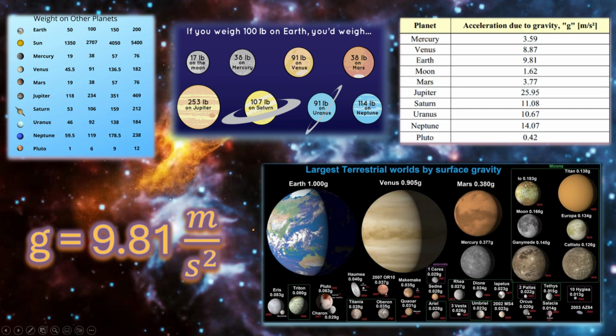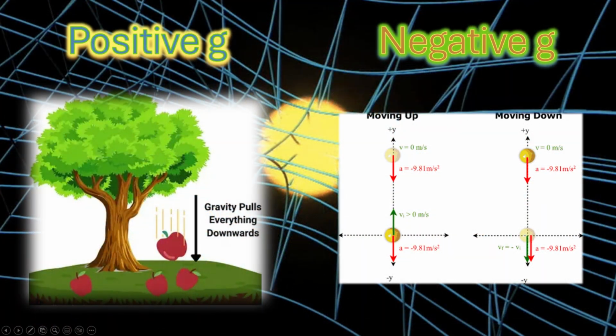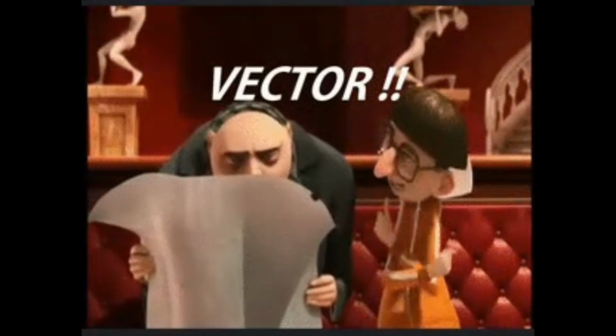One last tricky topic with lowercase g, then we'll move on to whatever the heck capital G might be. Is it positive or negative? Well, what direction are you talking about? Gravity is a force, and forces are vector quantities. Vectors have both magnitude and direction.